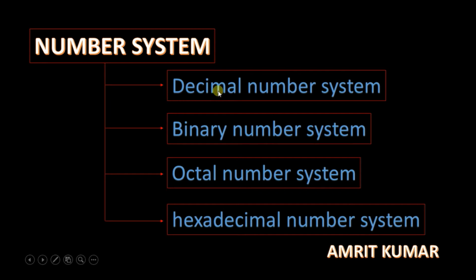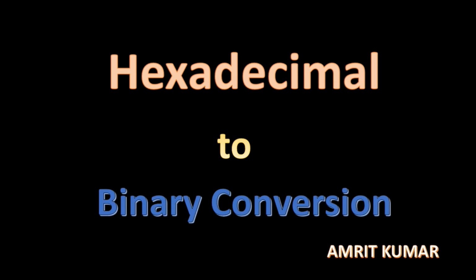And we have learned the conversion of decimal into binary, then binary to decimal conversion, then decimal to octal conversion, then octal to decimal conversion, and then binary to octal and octal to binary conversion. We have also learned hexadecimal to decimal conversion and decimal to hexadecimal conversion. Now in this video we are going to learn how to convert a hexadecimal number system into a binary number system, and that is also very important. So let's look at how to convert hexadecimal into binary.